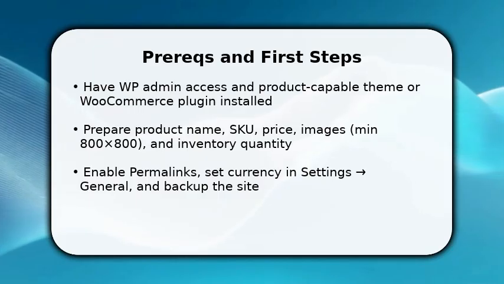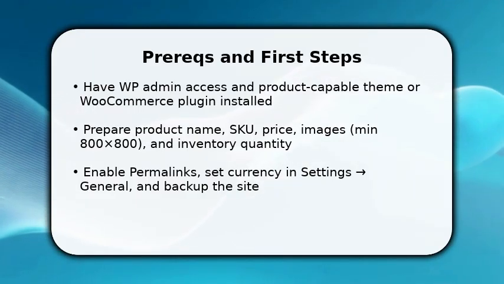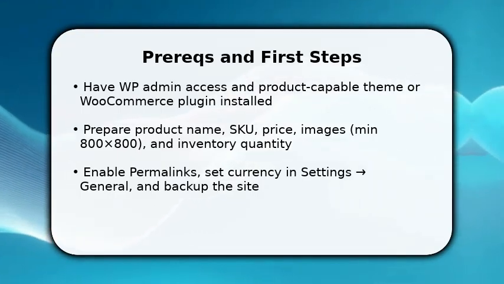You have the essentials. Now start. Log into WP Admin and open Products, right arrow Add New. Enter the product title first to anchor SEO, then write a concise description that answers buyer intent.